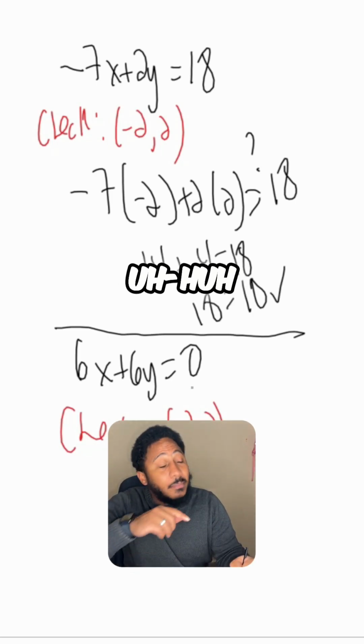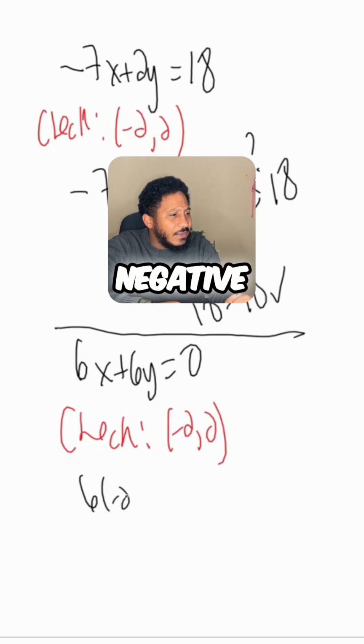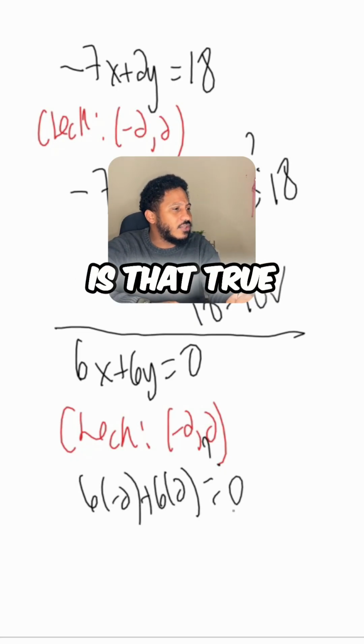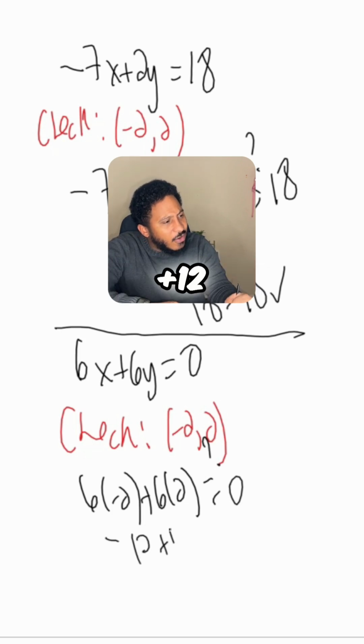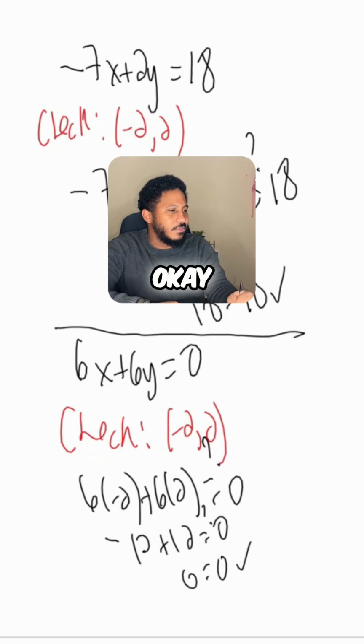We have to plug into both, okay? Let's try plugging in negative 2. That's 6 times negative 2 plus 6 times 2. Is that equal to 0? Is that true? Well, that's negative 12 plus 12. Is that equal to 0? Yep, 0 equals 0. Okay, so not too bad.